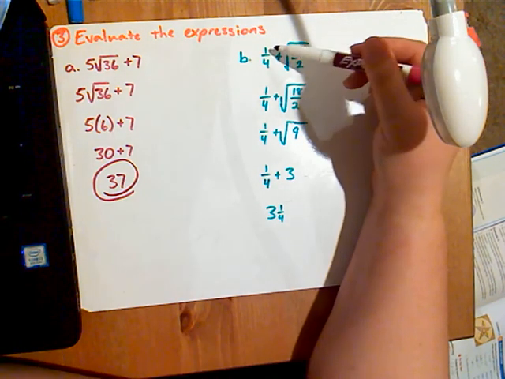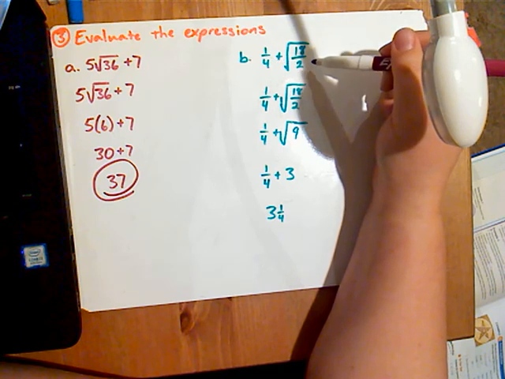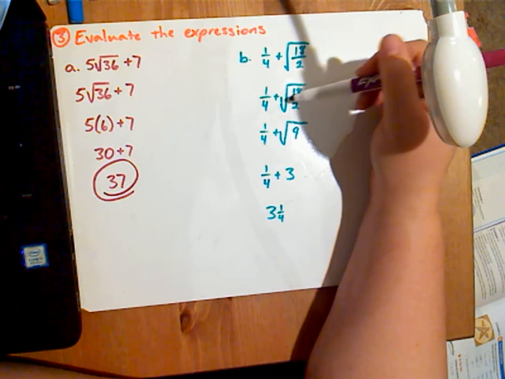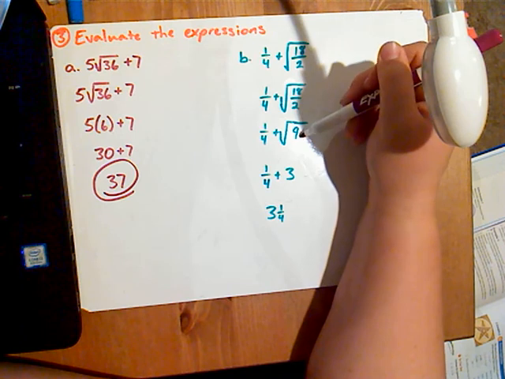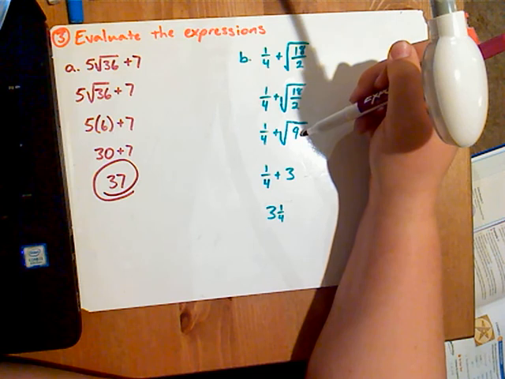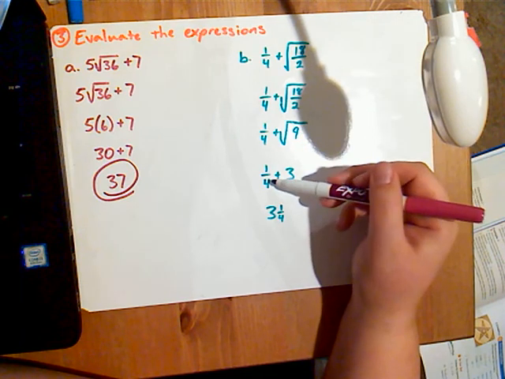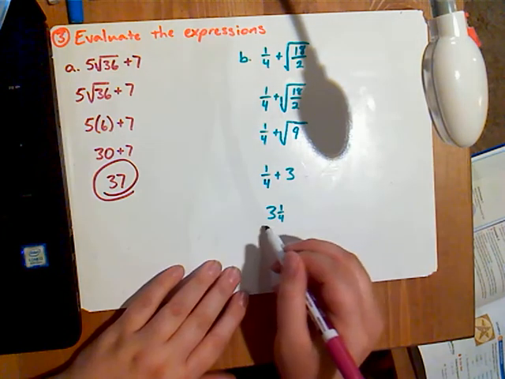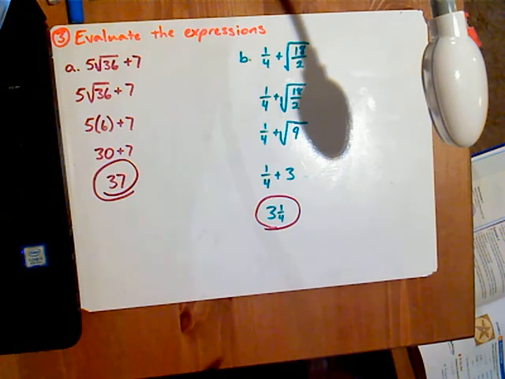Letter B, 1/4 plus the square root of 18 over 2. That 18 over 2 is 9. So 1/4 plus the square root of 9. The square root of 9 is 3. So 1/4 plus 3 gives us 3 and 1/4. So you're just solving those problems.